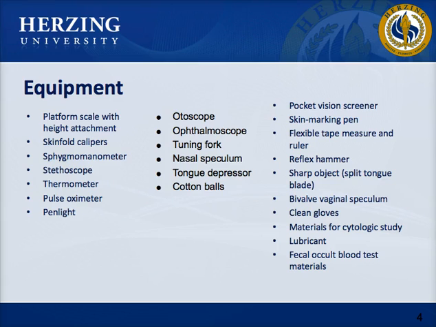Equipment that you may require is a platform scale with height attachment, skin fold calipers, sphygmomanometer, stethoscope, thermometer, pulse oximeter, pen light, otoscope, ophthalmoscope, tuning fork, nasal speculum, tongue depressor, cotton balls, pocket vision screener, skin marking pen, flexible tape measure and ruler, a reflex hammer, a sharp object, a split tongue blade, bivalve vaginal speculum, clean gloves, materials for cytologic study, lubricant, and fecal occult blood test materials.